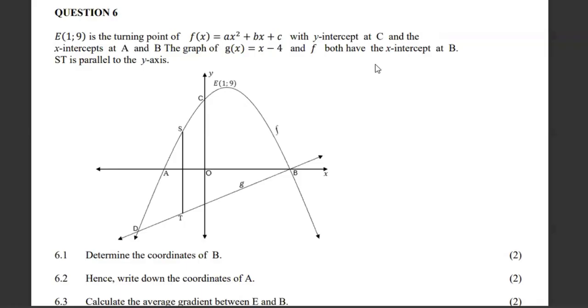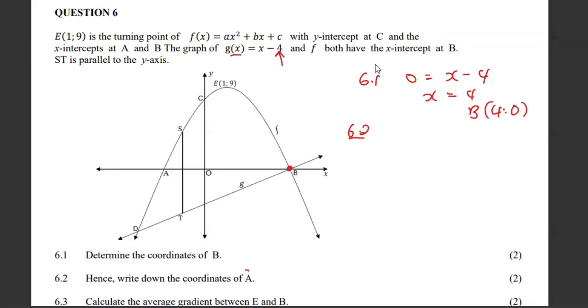So when you look at B, we have two graphs that are passing through B. Let's use the straight line that we know. So let's replace y with a 0. So meaning that it's going to be 0 is equal to x minus 4, meaning that x is going to be a 4. So B is just a 4 and 0.